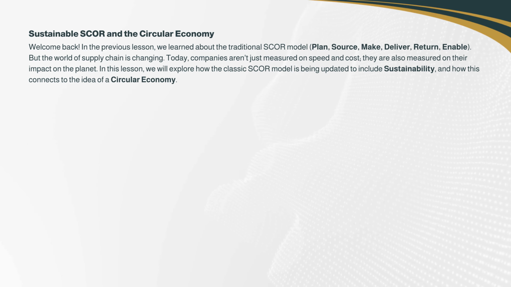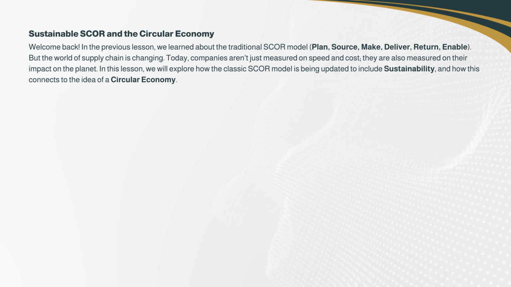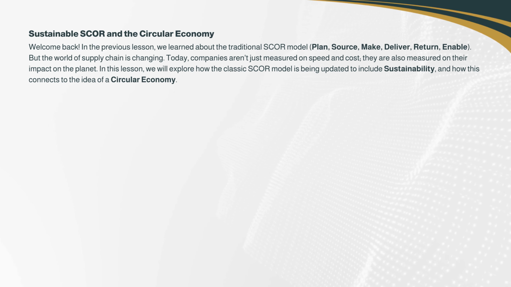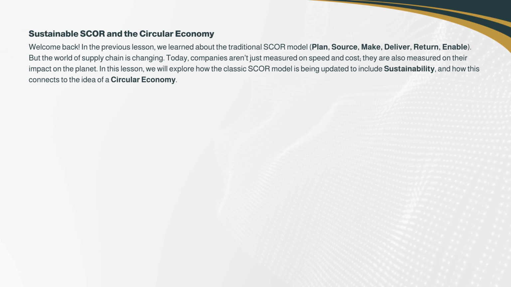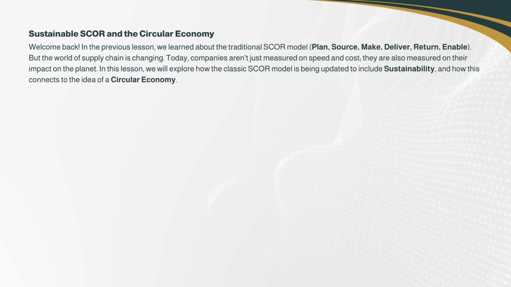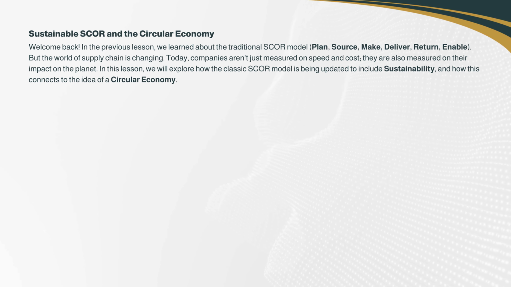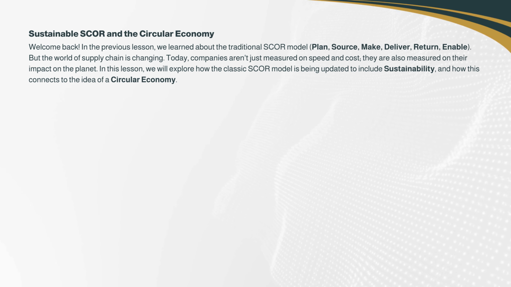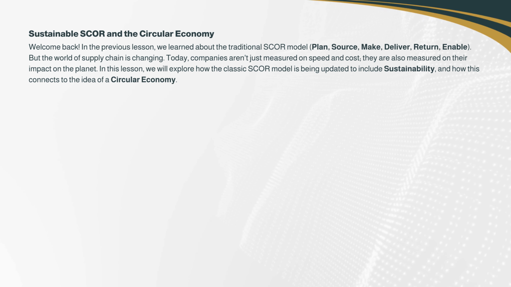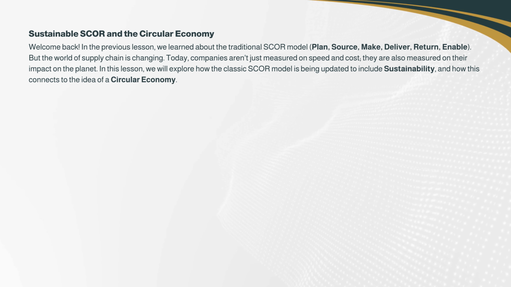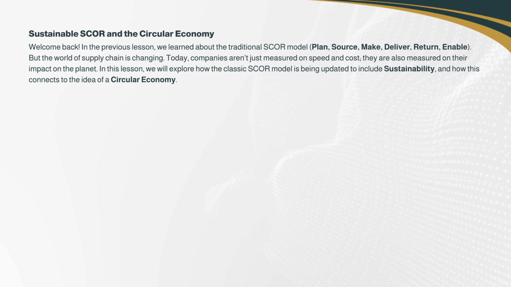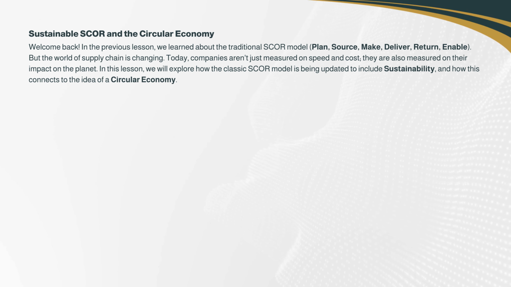Welcome back. In the previous lesson, we learned about the traditional SCOR model: plan, source, make, deliver, return, enable. But the world of supply chain is changing. Today, companies aren't just measured on speed and cost, they are also measured on their impact on the planet. In this lesson, we will explore how the classic SCOR model is being updated to include sustainability, and how this connects to the idea of a circular economy.